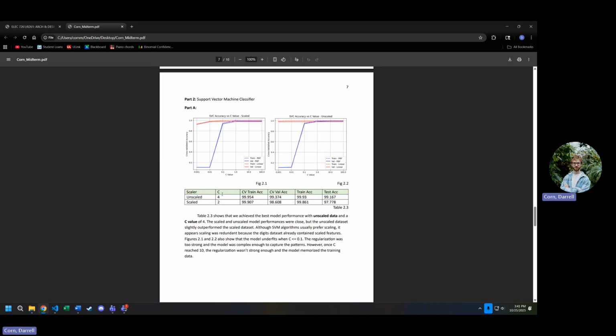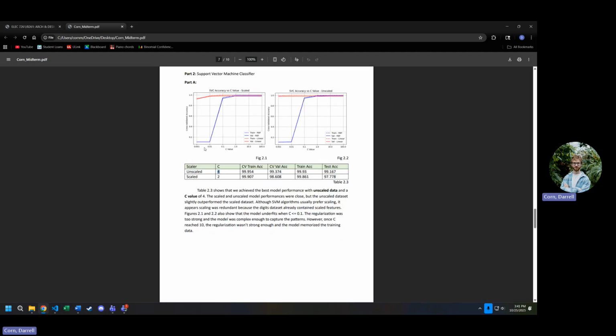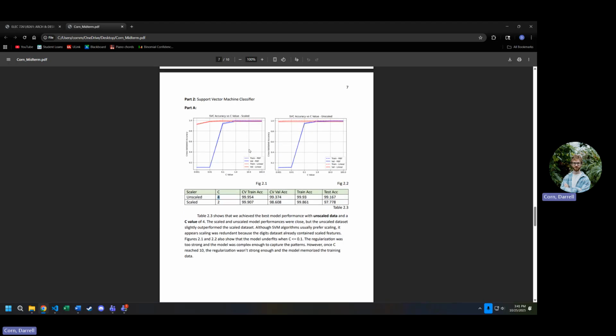And I also found that with unscaled data, a C value of 4, so a good bit of regularization on the model, really helped improve it. And we can see that we are underfitting for quite a while with too much regularization before it jumps up, and then it quickly starts to memorize the training data around C equal to 1, and especially by C equals 10. So a C of 4 on unscaled data proved to be the best performance.